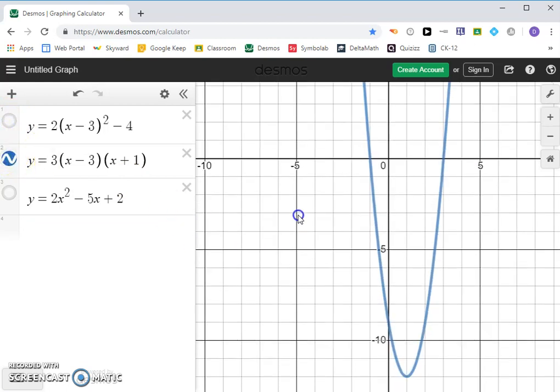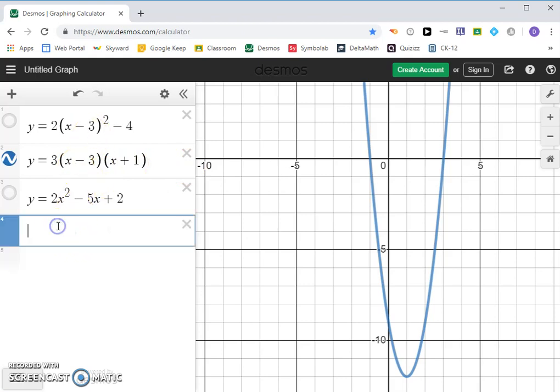This one is showing up down here, and I want you to notice you can't tell where the vertex is. Well, you can on the graph. It's at 1, -12, but nothing in the equation tells me that. Okay? But there are some things that this tells me, a couple things.